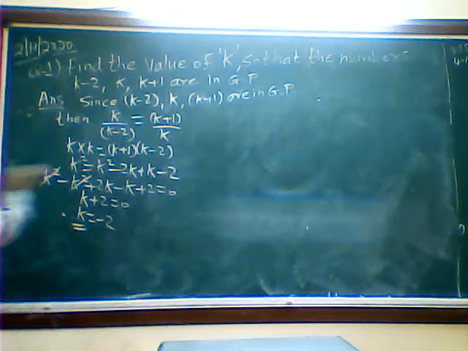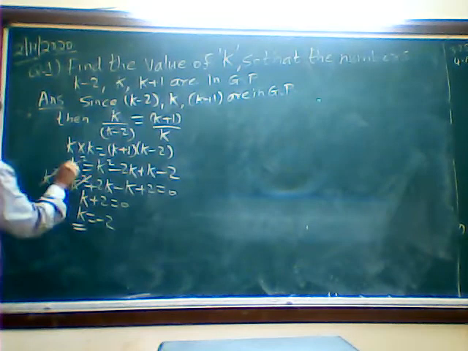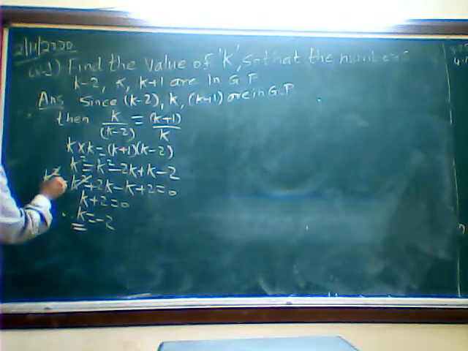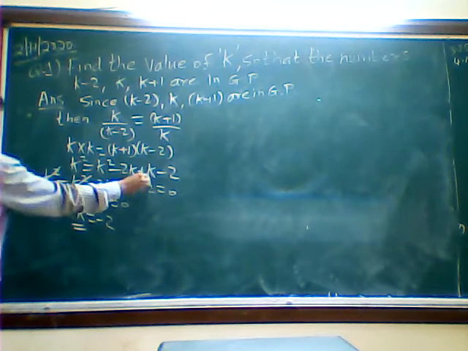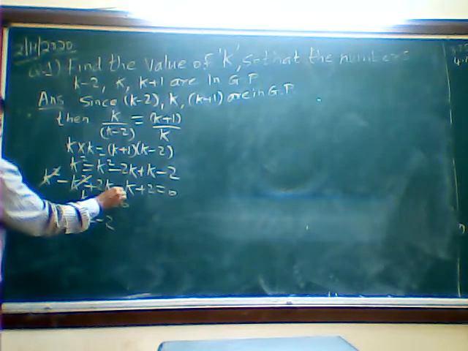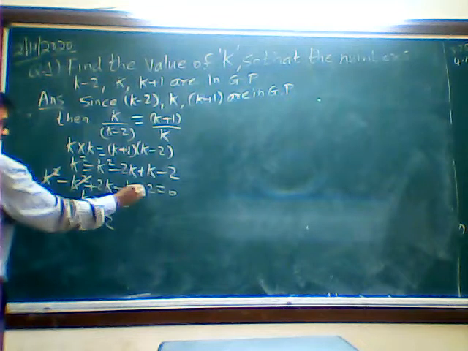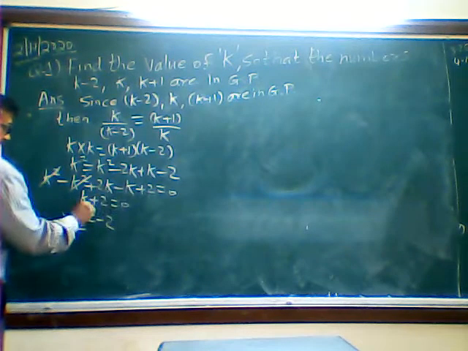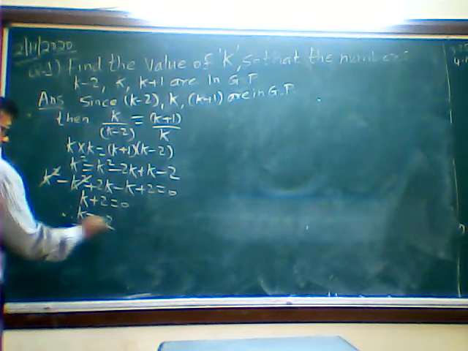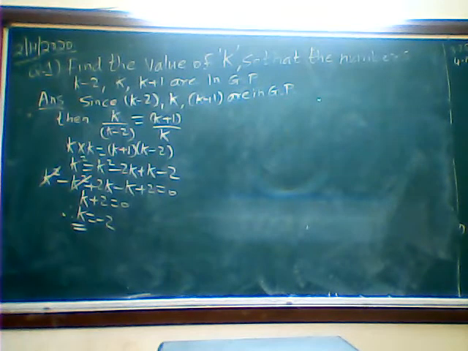Then I have taken everything to one side and equated to 0. The k square on this side becomes minus, minus 2k becomes plus 2k, plus k becomes minus k, and minus 2 becomes plus 2, equal to 0. It cancels: 2k minus k is k. So k plus 2 is equal to 0, and k is equal to minus 2. This is how we have got the value of k.